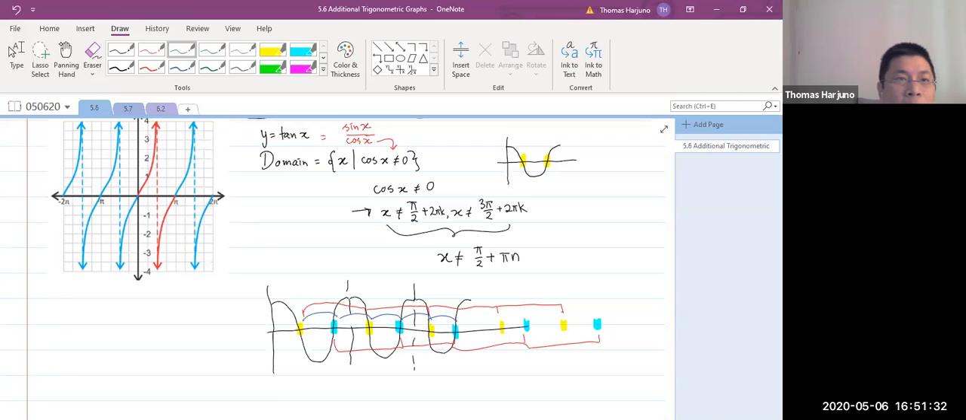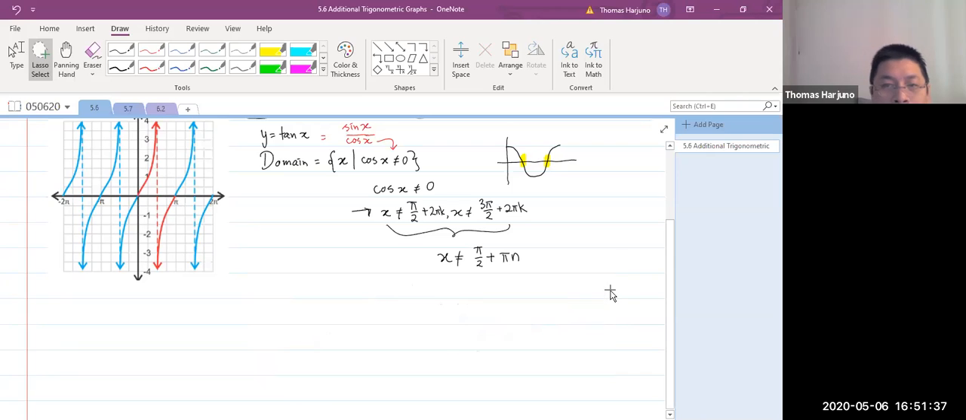Thomas, I still don't get it. Okay, let's see it another way. When we look at our circle, where cosine x becomes 0, cosine x equals 0 at the angle of pi over 2 and 3 pi over 2. Is that right? So cosine x equals 0 at pi over 2 plus 2 pi plus 2 pi plus 2 pi. So you keep on getting the yellow ones, the 90-degree ones.